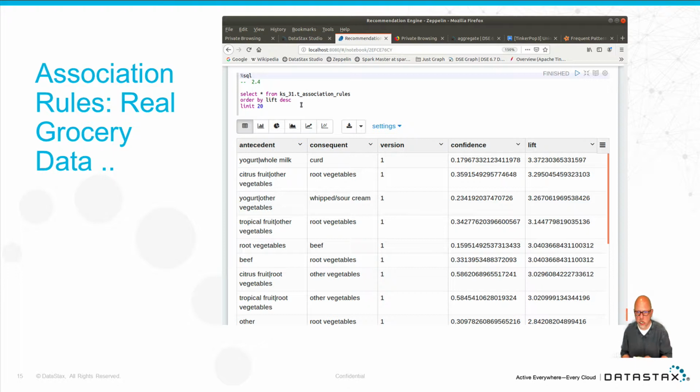Whereas if the lift was calculated to be 1 or less than 1, I probably shouldn't bother to make this recommendation. You might think I'm crazy when I do this on the website or somewhere else. Antecedent, consequent. So antecedent is what they bought. Consequent is what I'm going to recommend. What is the lift? Higher the number, the better.